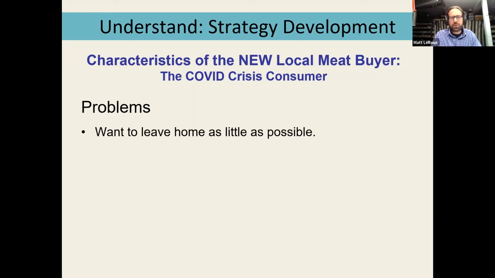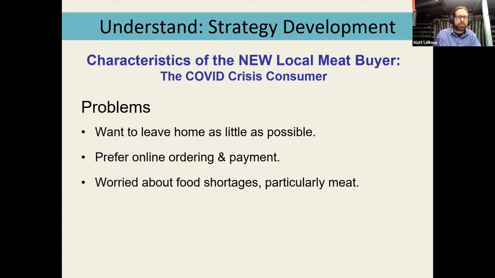So the COVID consumer wants to leave home as little as possible, especially as we head back into these winter months. People are once again feeling more nervous than they had over the summer. They prefer to order and pay online, what's often called contactless paying or buying. They're worried about food shortages, particularly meat, because of the plant closures we saw in the fall, but they're worried about all kinds of shortages. Look at what happened with toilet paper. I know locally here, I can only still buy one box of tissues per visit to the store. They won't let me buy more than one box. So people are still feeling anxious about other kinds of shortages.